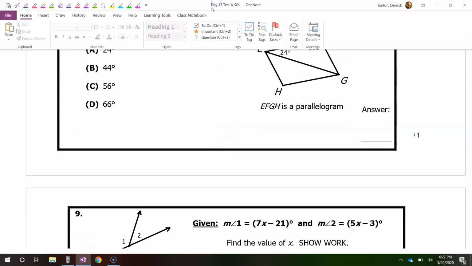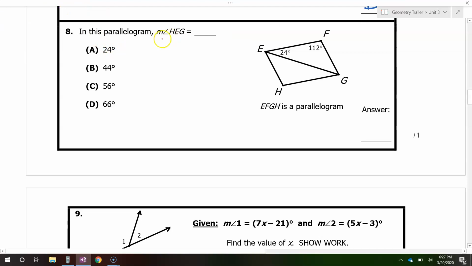Okay, number 8. In this parallelogram, find the measure of angle HEG. Okay, HEG is going to be this angle right here. Okay, if I go from H to E to G. All right, that's the angle that we're looking for right there. So how can we find it? Well, let's start by finding this angle right here.